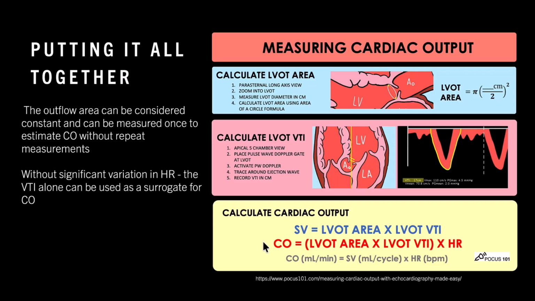The good point being about the LVOT diameter is that it can be considered constant and measured once to estimate cardiac output without needing repeat measurements. So without significant variation in heart rate, the VTI alone can be used as a surrogate for cardiac output.